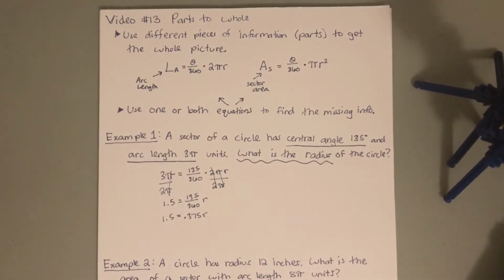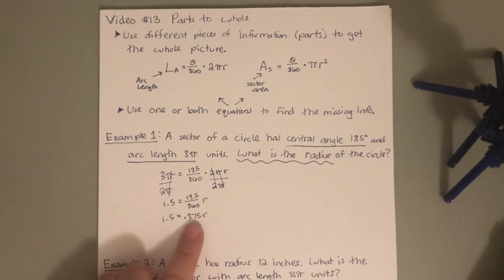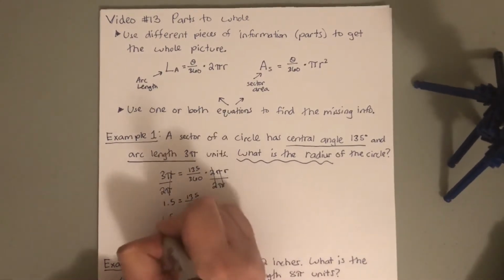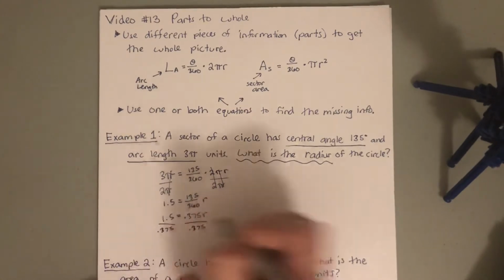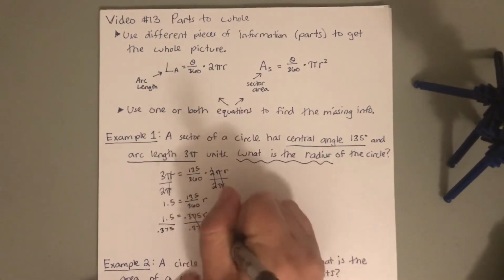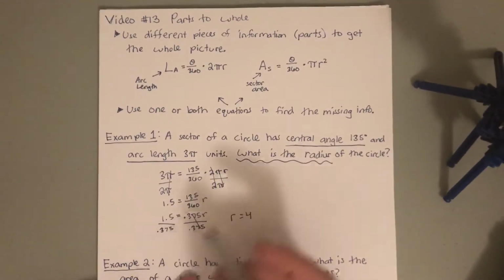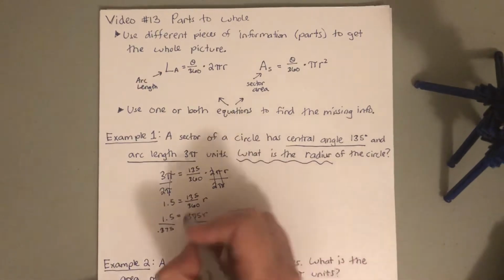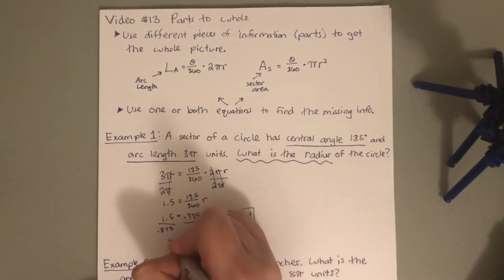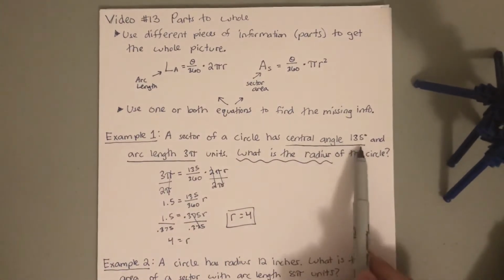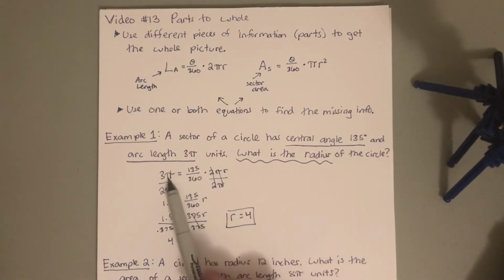Now if we want to find out what r is being multiplied by 0.375, we just need to divide both sides by 0.375. Those cancel out, and you end up with r equals 4. If you do 1.5 divided by 0.375, you get 4. So r equals 4. That means that if the central angle was 135 degrees and the arc length was 3 pi, the radius ended up equaling 4.